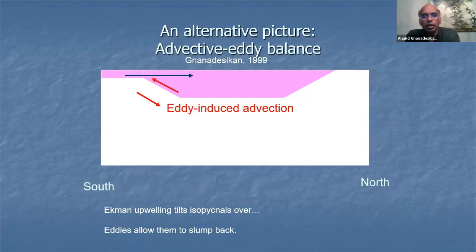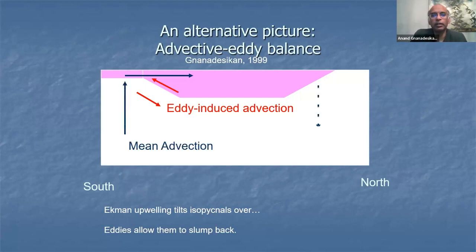So the picture of the overturning that we have now is one where we have an advective eddy balance where the mean advection brings up water in the south and pushes it northwards. This is modulated by eddies. And then we have sinking in the north.